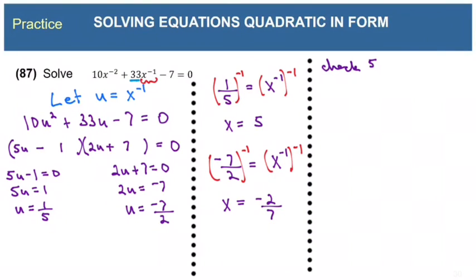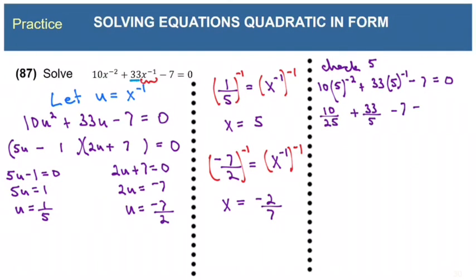Checking the 5 in the original equation, we're going to get 10 times 5 to the negative second plus 33 times 5 to the negative 1 minus 7 equals 0. Well, 5 to the negative second will be 1 over 25, and 5 to the negative 1 will be 1 over 5, so we end up with this. You could just take a calculator and quickly verify that this adds up to 0, and it does.